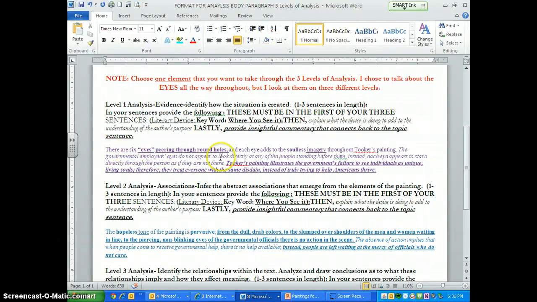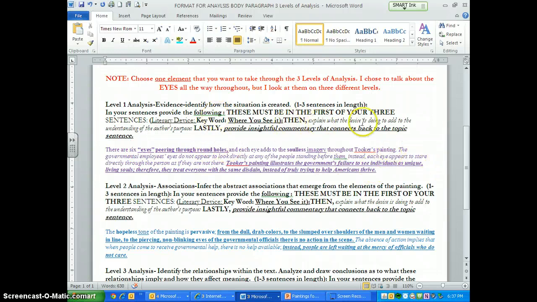So just looking at that first sentence of analysis, if it's underlined, it tells you my literary device is right here: imagery. I told you what kind of imagery it was, so it's part of my keywords. It's telling me what kind it is. So that's my keyword. And then where you see it: I'm talking about the eyes peering through the round holes.